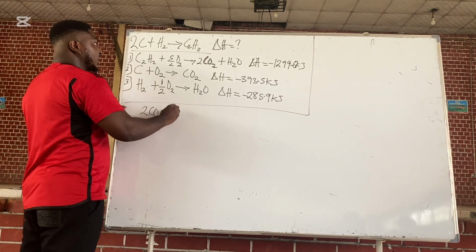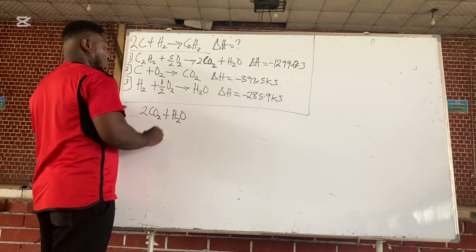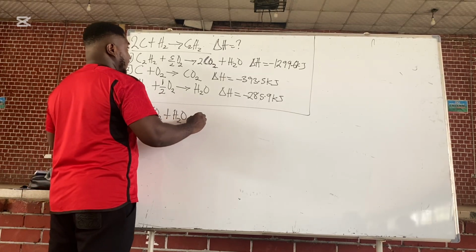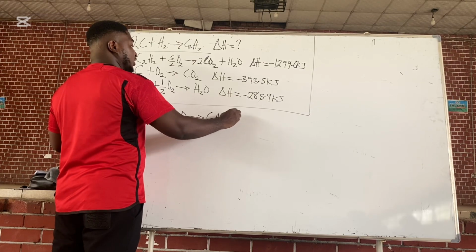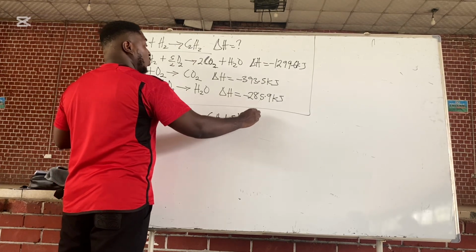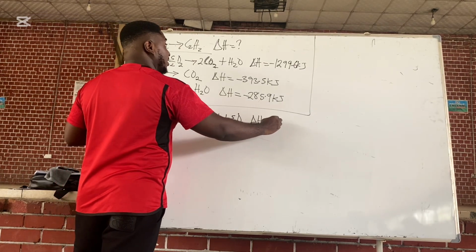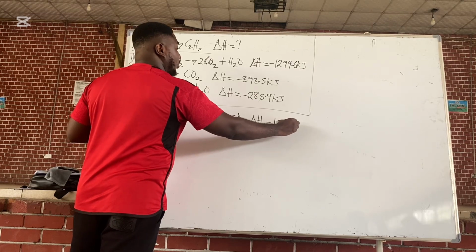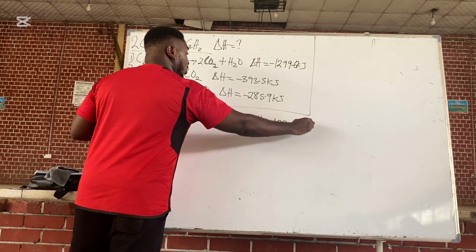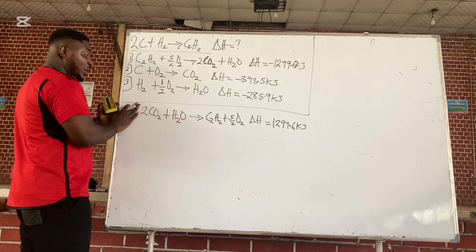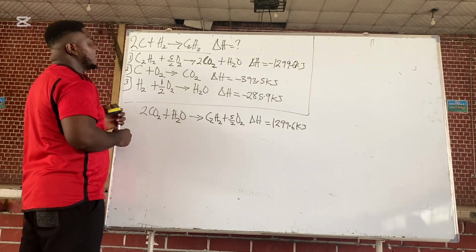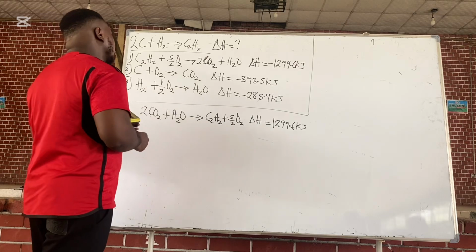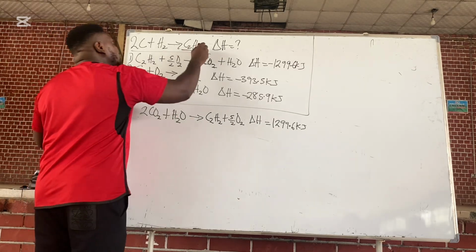2CO2 plus H2 to give C2H2 plus 5/2 O2. What's now my new enthalpy change? Positive 1299.6 kilojoules. So I've corrected C2H2 here.